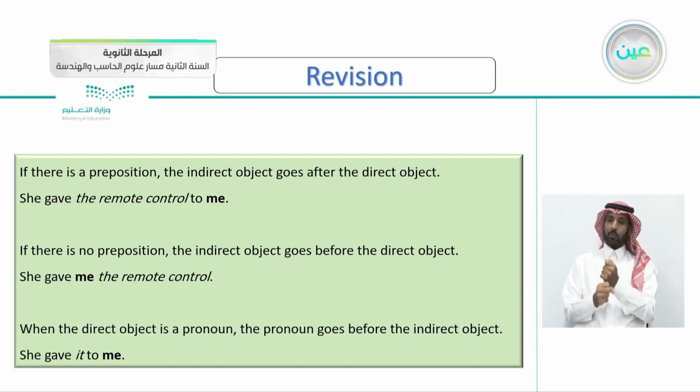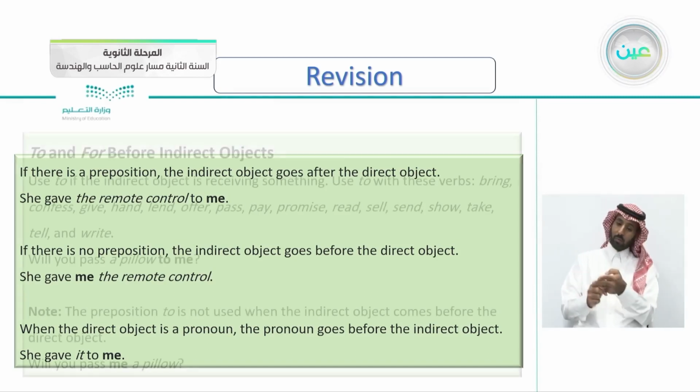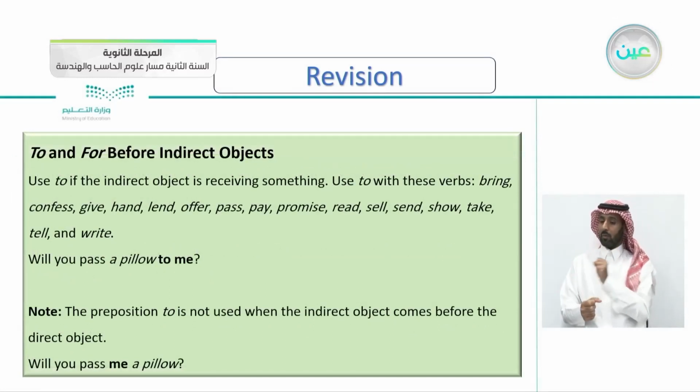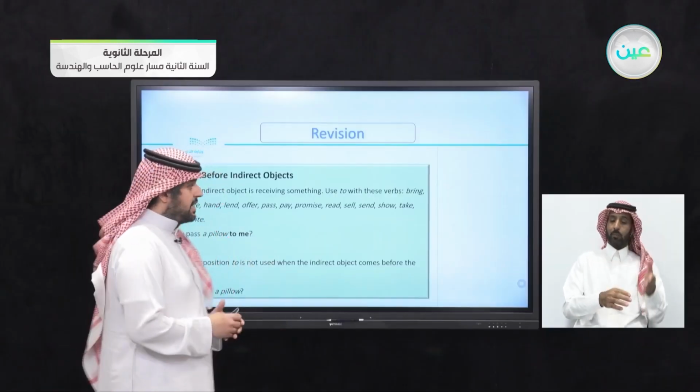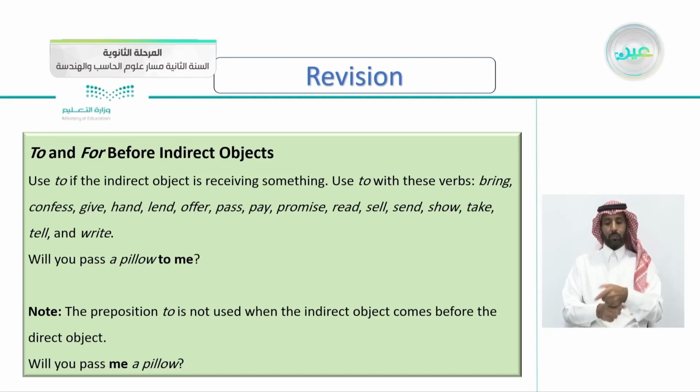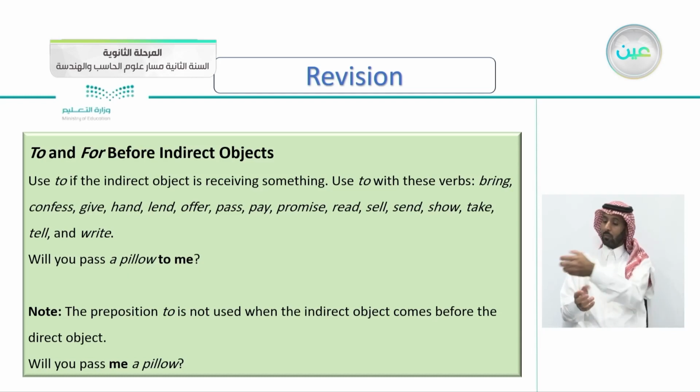When the direct object is a pronoun, the pronoun goes before the indirect object. She gave it to me. Also, we took to and for before indirect objects. So now we know that to and for come just before indirect objects. We use to if the indirect object is receiving something. With to, we use verbs like bring, confess, give, hand, lend, offer, and etc.